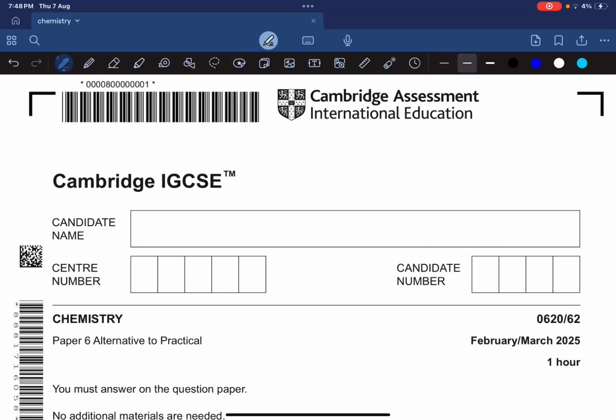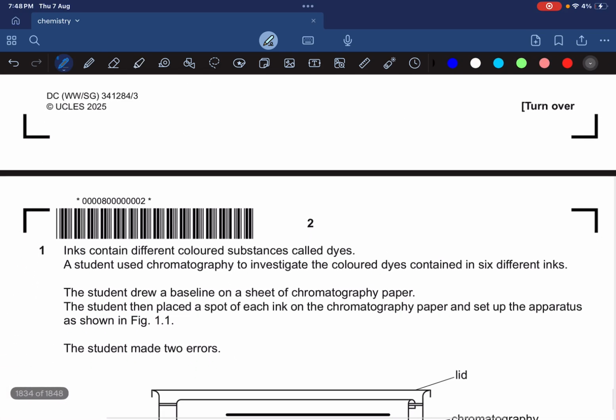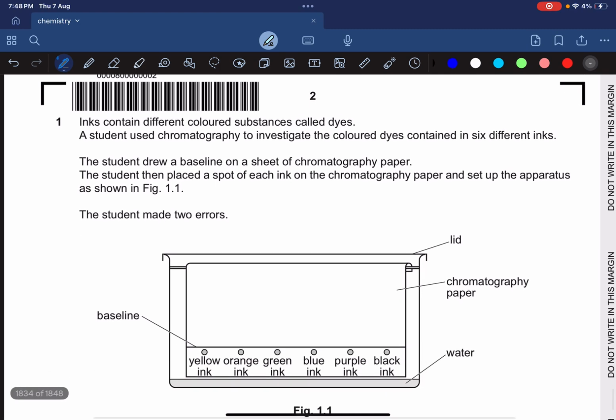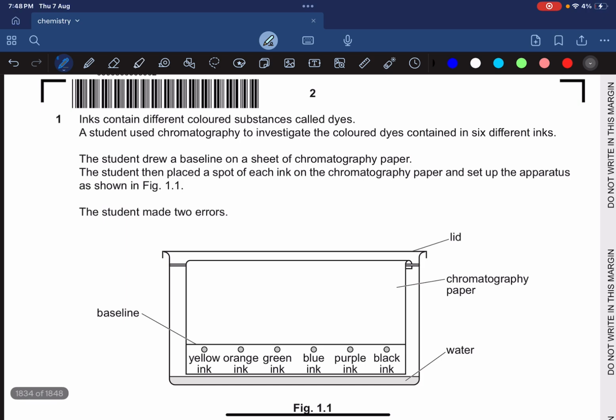So hi, today we are going to be solving Cambridge IGCSE Chemistry Paper 6 Alternative to Practical, February-March 2025, Paper 62. ATP papers basically have a repetitive pattern. I'm going to tell you again and again that in an ATP paper, if you have strong practice, you have a strong grip on the type of questions that come, because the questions that you're going to see are going to be repetitive. They're going to repeat again and again.